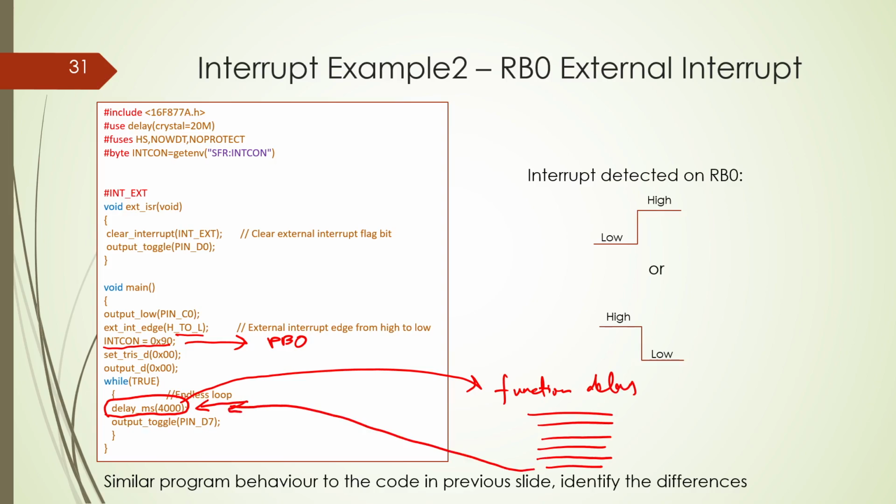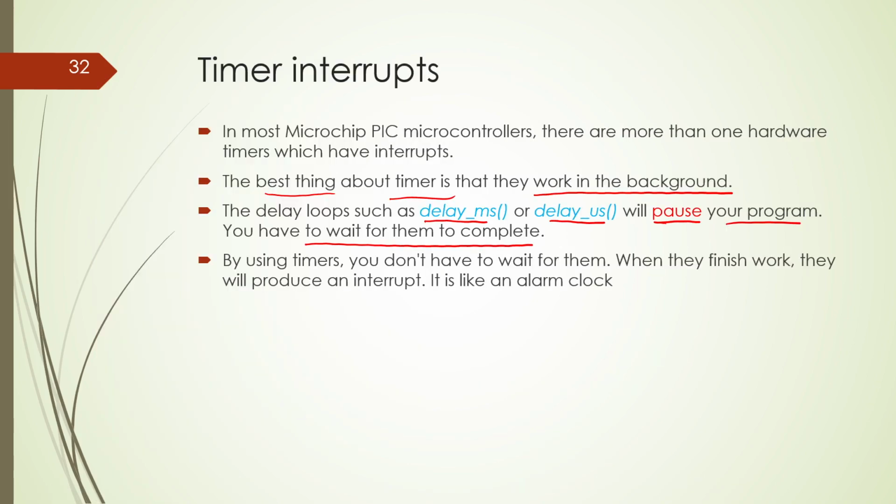and do the output toggle. So it actually executes line by line. So there was line 1, line 2, line 3 in the function, line 4, line 5, and so on. Finish it, and then it will come back to the main program. So this is a delay function. But what happens is it consumes the processor time. If you're using timer as an interrupt, then it doesn't consume your processor time. It runs in parallel. When the timer finishes or overflows, it will produce an interrupt.